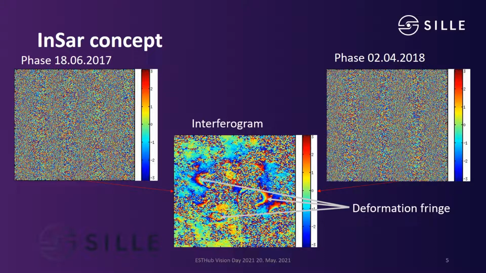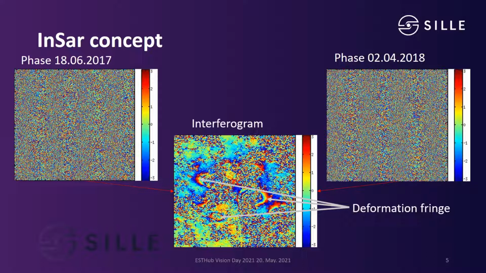They form fringes, and every deformation fringe in an interferogram is half a wavelength of movement in the line of sight, which means that the deformation measurements show that the object is moving toward or away from the satellite. As I said, the deformation fringe is half of a wavelength.